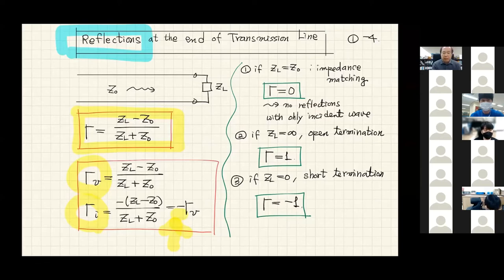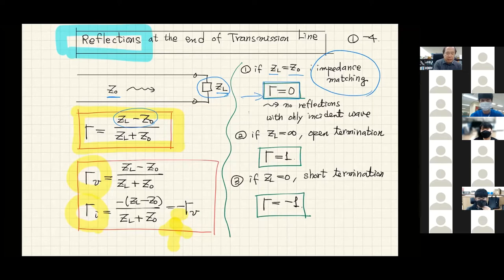Now, let's think about three special cases. The first one is the case where the termination impedance is the same as the transmission line impedance. Then you can see that this term becomes zero, so we're going to have no reflection. We call it an impedance matching case. In the first case, let's assume that our transmission line impedance is 50 ohm, and we assume that the termination resistance is 50 ohm. Then we are not going to have any reflections.